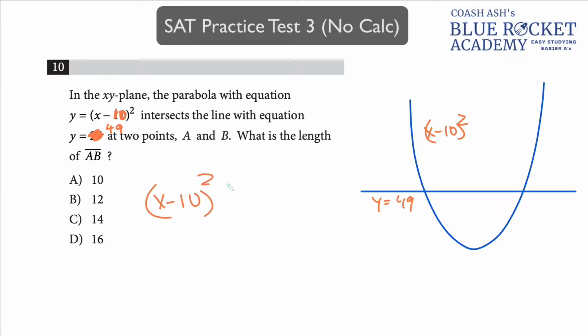x minus 10 squared is equal to 49, which means you're going to have two cases. x minus 10 is equal to 7, and x minus 10 is equal to -7. You're going to get these values when you solve it fully, and then this length should be the difference between them. Okay, so solve your answers, find the answer, post your answers. I think solving and just not watching but solving actually helps a lot.